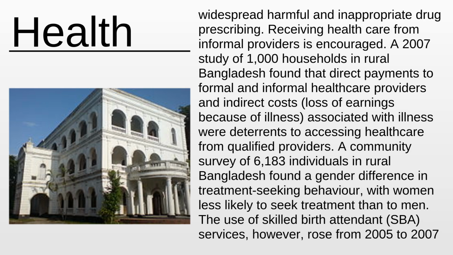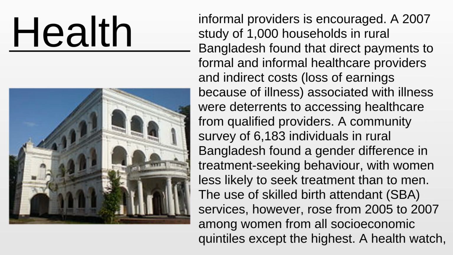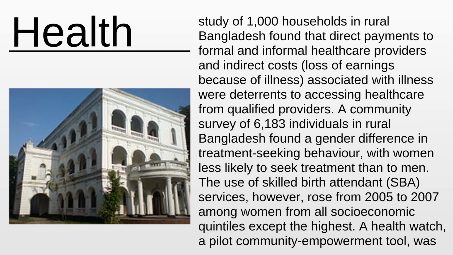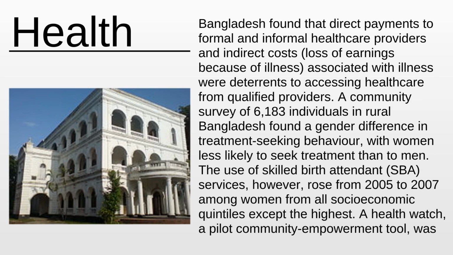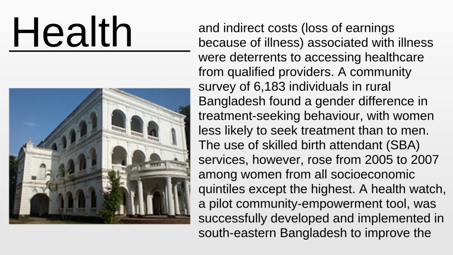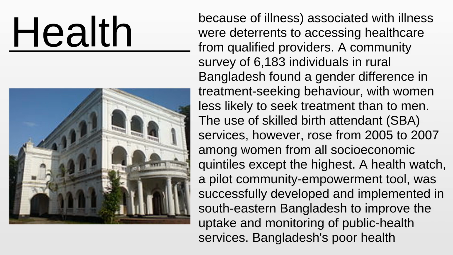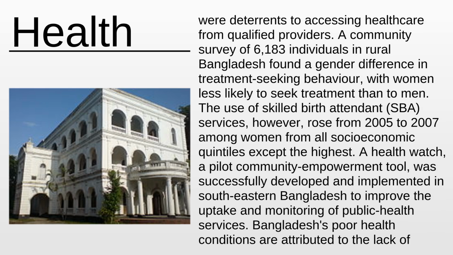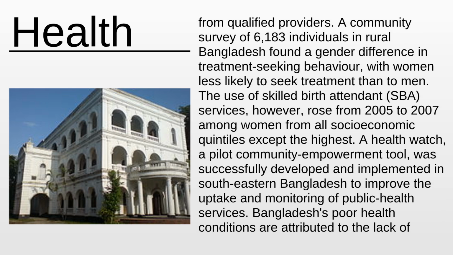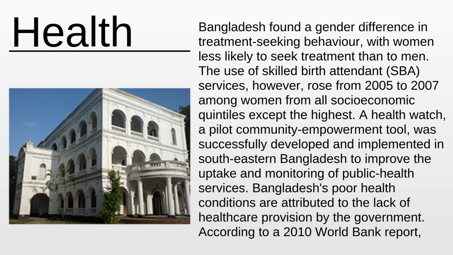A 2007 study of 1,000 households in rural Bangladesh found that direct payments to formal and informal healthcare providers and indirect costs, loss of earnings because of illness, associated with illness were deterrents to accessing healthcare from qualified providers. A community survey of 6,183 individuals in rural Bangladesh found a gender difference in treatment-seeking behavior, with women less likely to seek treatment than men.